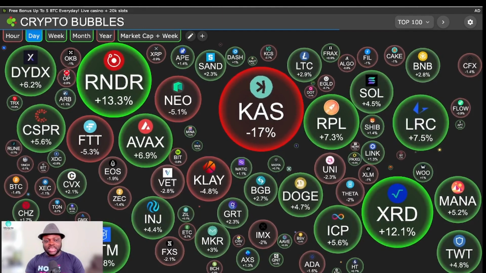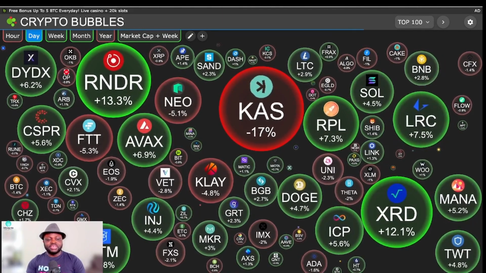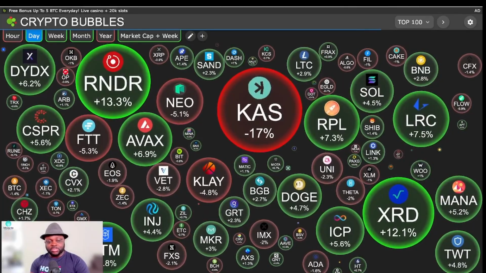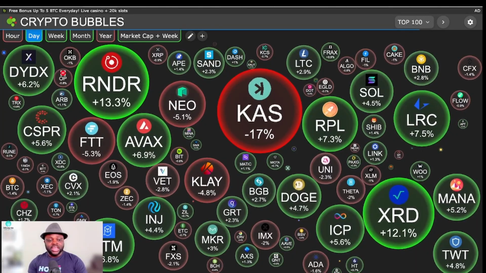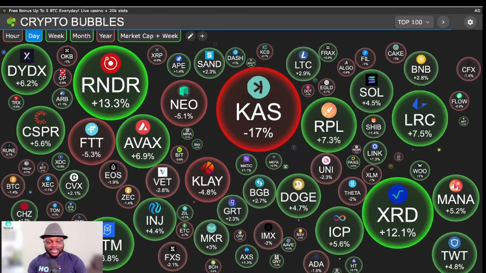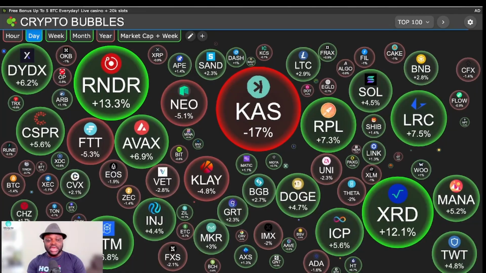Having said that, guys, let's dive straight into this amazing tool, Crypto Bubble. This is the interface of Crypto Bubble. The green shows projects or cryptos that are in good shape, like that are pumping. Meanwhile, the red represents projects that are going down in price.